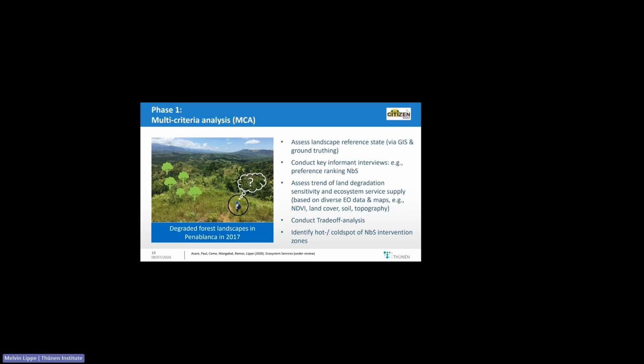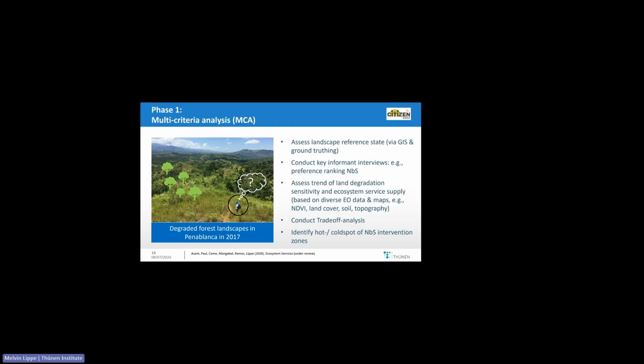That can be, for example, NDVI, land cover maps, but also soil and topographic information, and many more data sets. We further conduct key informant interviews, for example, to do a preference ranking of nature-based solutions. Key informants can be representatives from villages, youth group or women group leaders, as well as municipality technical officers, as well as provincial or regional offices of relevant agencies from forestry, natural resource management, and so on.